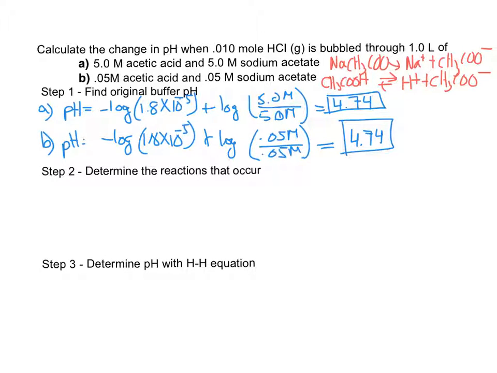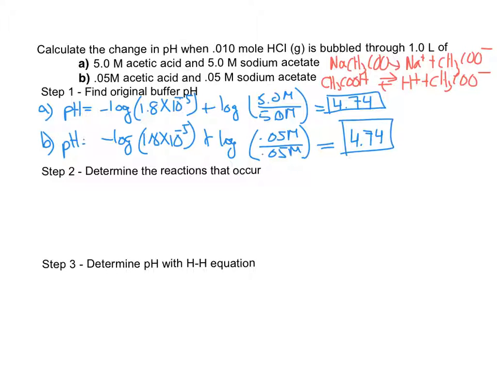4.74 is my pH again, because it doesn't matter what the concentrations are, as long as they're the same concentration. Then when you divide them by each other, the acid and the conjugate base, it's equal to 1. Log of 1 is 0, and so the pH is equal to the pKa. So whenever you have a buffer and you have an acid and its conjugate, or a base and its conjugate, but they're both the same concentration, the pH will always be equal to the pKa, or the pOH will be equal to the pKb.